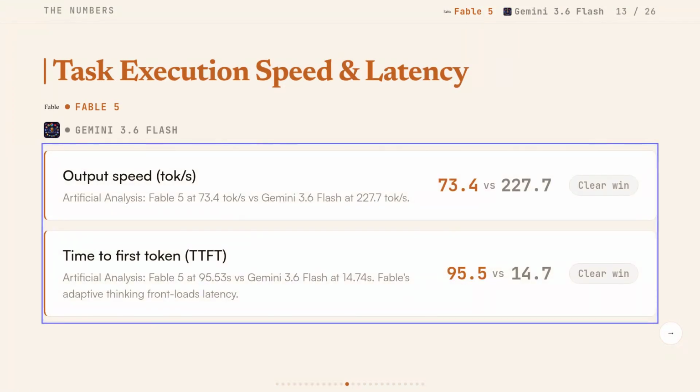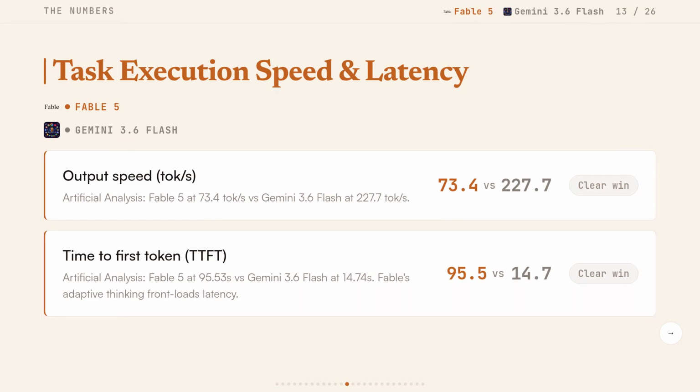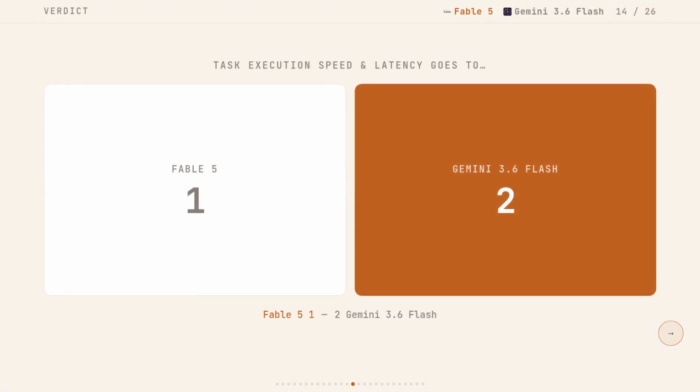Gemini 3.6 Flash outputs at 227.7 tokens per second versus Fable 5's 73.4, which is roughly 3 times faster on raw output. And on time to first token, Gemini hits 14.74 seconds, while Fable 5 sits at 95.53 seconds, which is 6.5 times slower. Gemini 3.6 Flash wins test 3 on speed, and it's not subtle. I was expecting a gap, but 6.5 times faster on time to first token is a massive operational difference for anything real time.